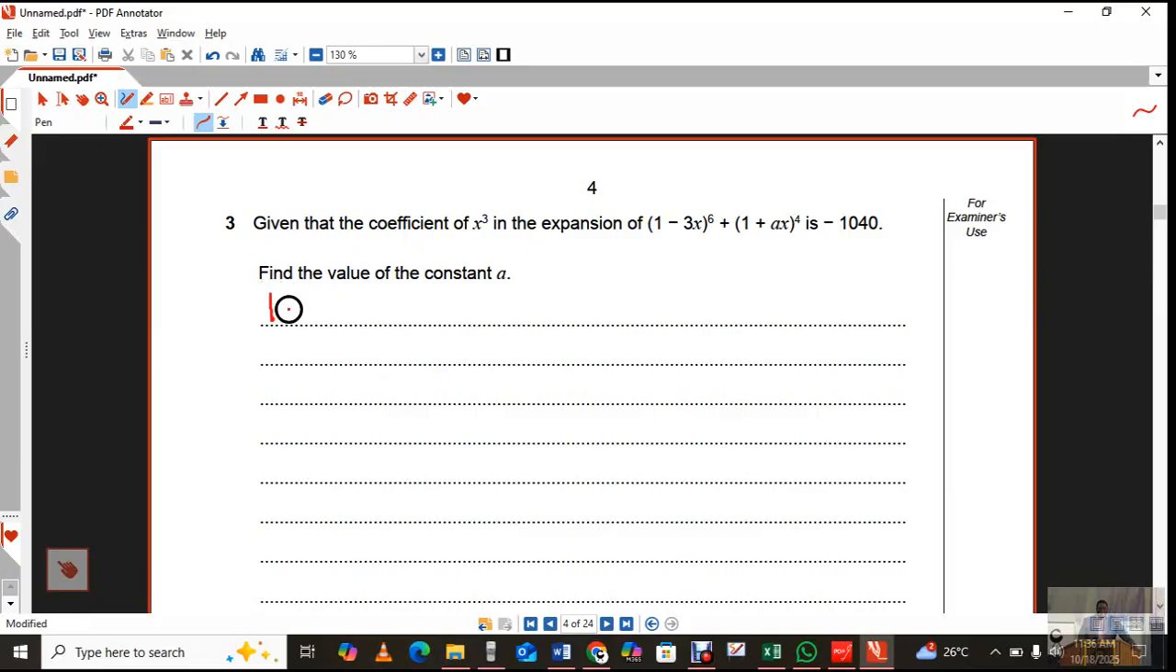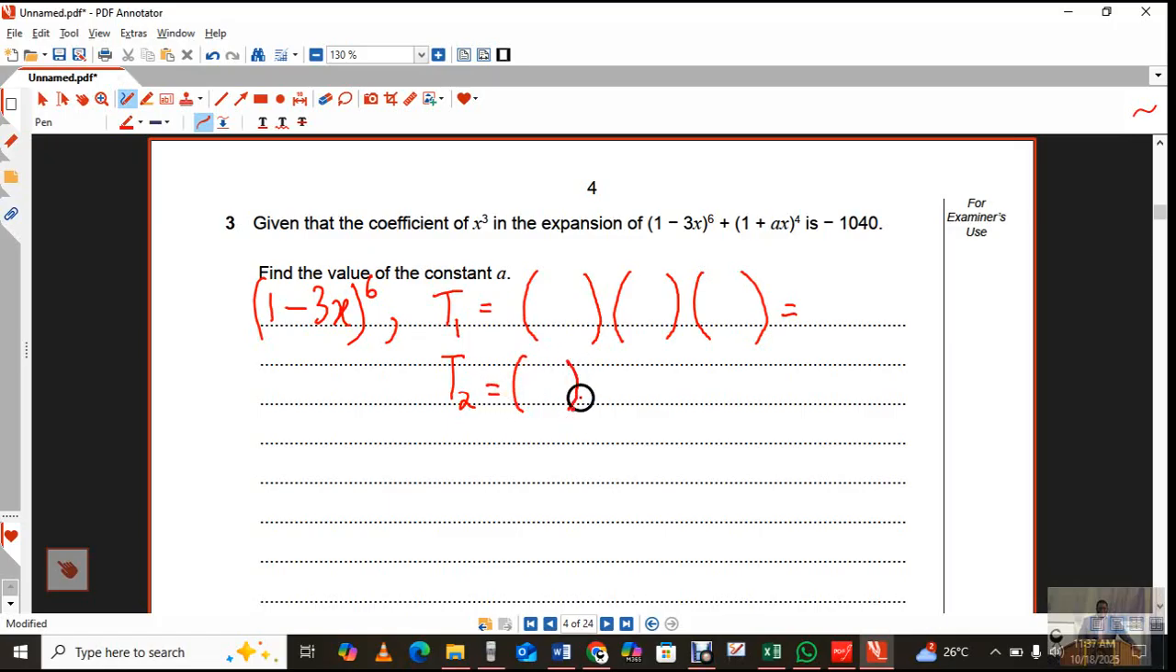So if I take 1 minus 3x raised to the power of 6, then for the first term, remember, r is 0, and I have got my 3 brackets to see what the first term will be. Then I'm going to look at my second term, 3 brackets. Then I'm going to look at what my third term will be, 3 brackets. Then I'm going to look at my fourth term. I'm going to have my 3 brackets.